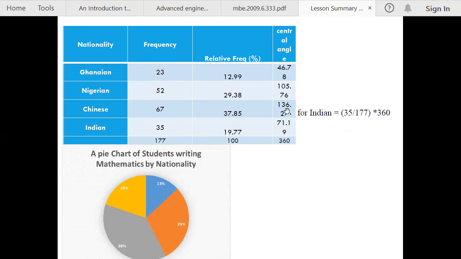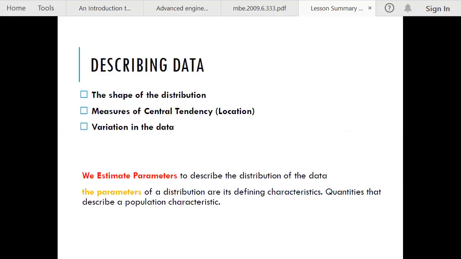We looked at describing data, and we said there are three key ways to describe data as engineers. We want to look at the shape of the data distribution. We also want to look at the measures of central tendency, which is also central location. And we want to also talk about variation in the data.